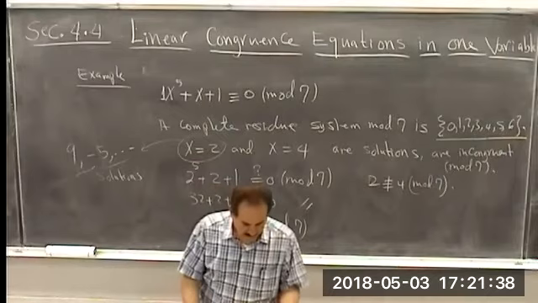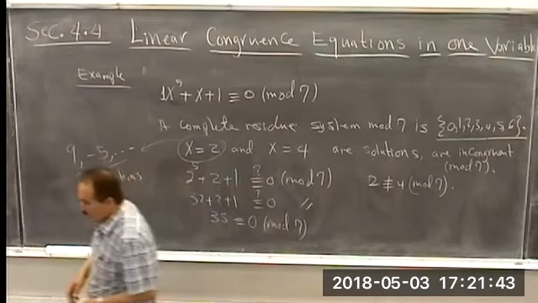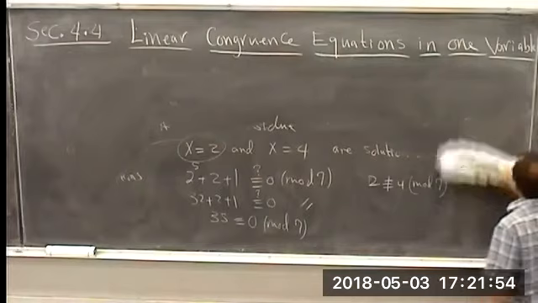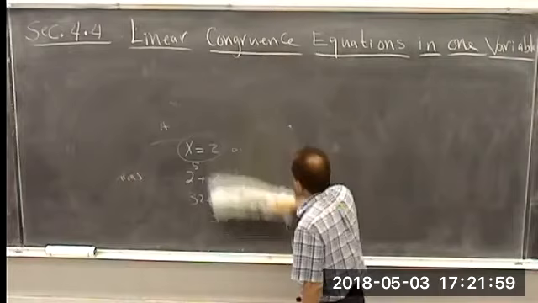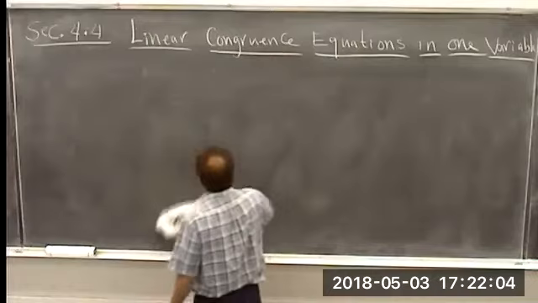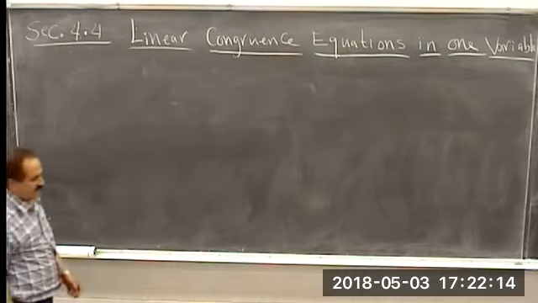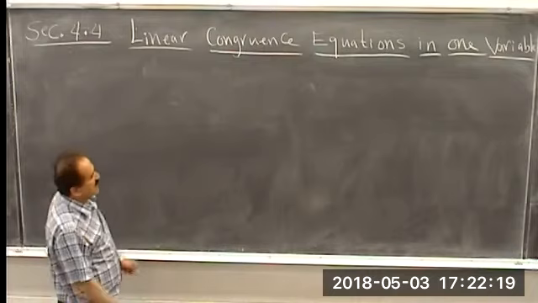Now we need to move into the special case of linear congruence equations in one variable. That's what we are interested in throughout this section, when we deal with a congruence equation in just one variable. This is when the polynomial is linear, except when we write it, usually we don't write f of x equal to ax plus b congruent to zero, we write it in a slightly different way.